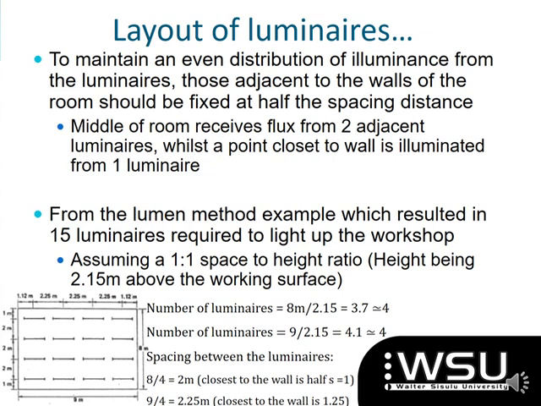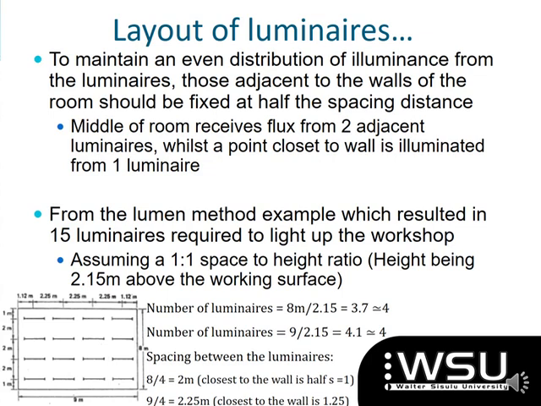So therefore I can say that is almost equal to 4. And if I take the side that had 9 meters and also divide it by the 2.5, which is my height, I get about 4.1. So I can also say that it is a 4. This means that on either side of this room, I can have 4 luminaires. So that means I've got 4 rows and 4 columns, looking at the bottom and how I've drawn the pictures.